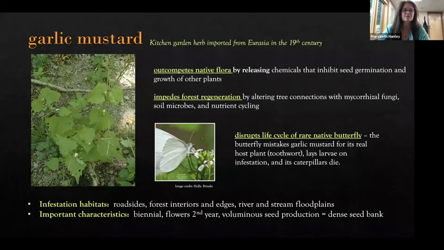This is the kitchen garden herb that was imported from Eurasia, and this is the one that I just mentioned that disrupts the life cycle of the rare West Virginia butterfly. There's also something about the chemical composition of this plant: it releases chemicals that inhibit the growth of other plants. And it can also do things under the soil, altering the connections that trees have with mycorrhizae and microbes. So it's kind of a complicated one.